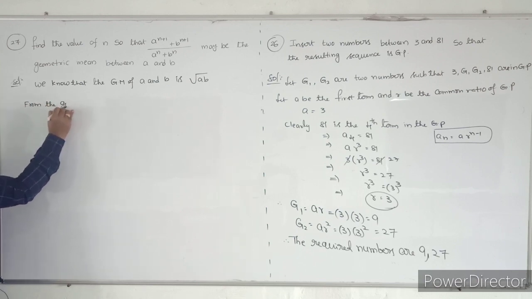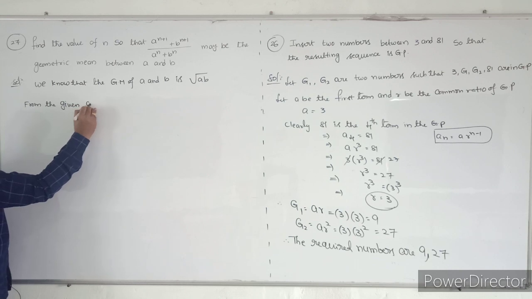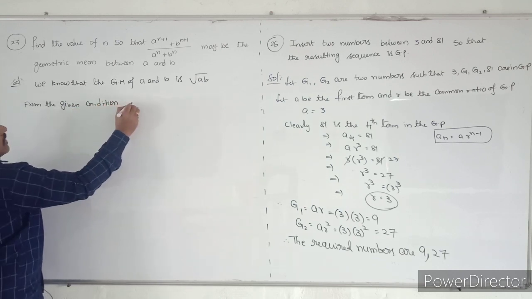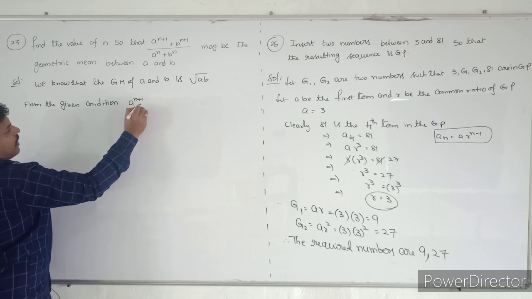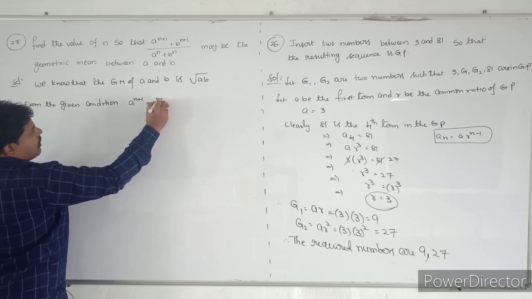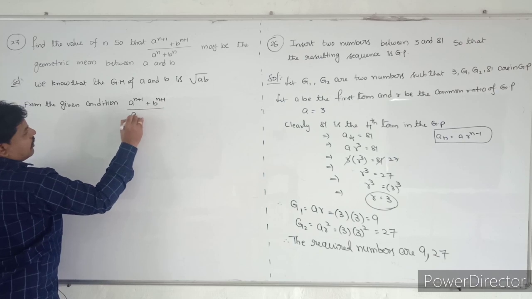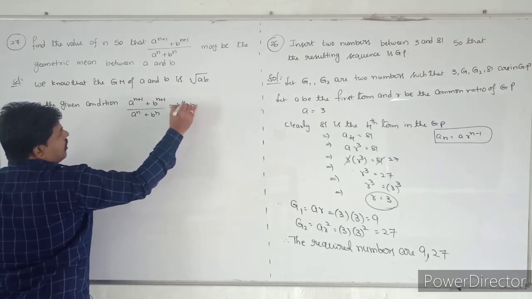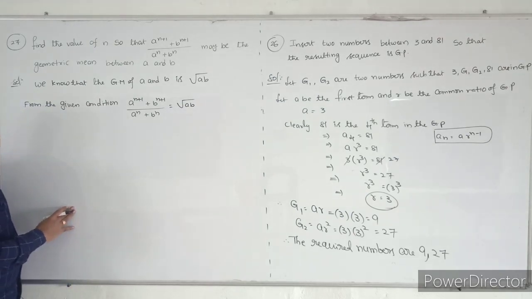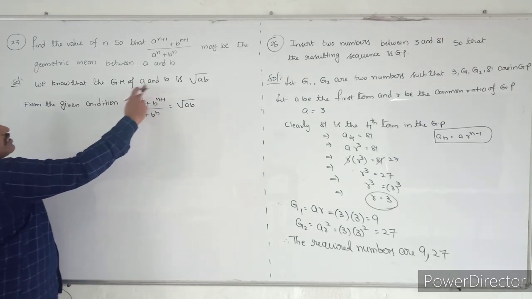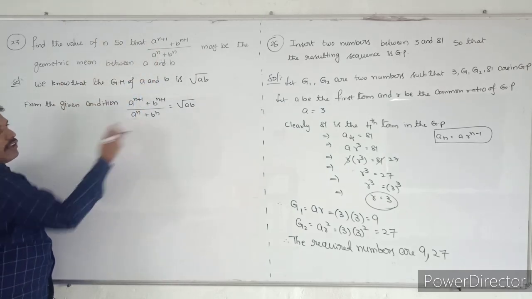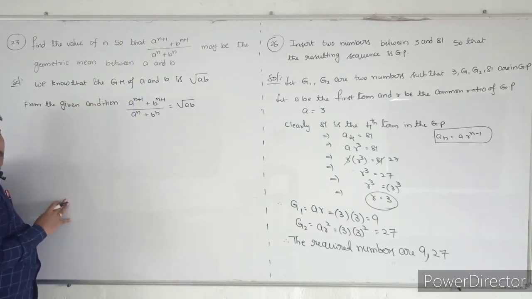From the given condition, what we can take is (a^(n+1) + b^(n+1)) / (a^n + b^n) is equal to square root of ab. Understand students? Already the geometric mean of a and b is square root of ab, but what they are given is that this is the geometric mean. So you can equate them and you can calculate the n value.